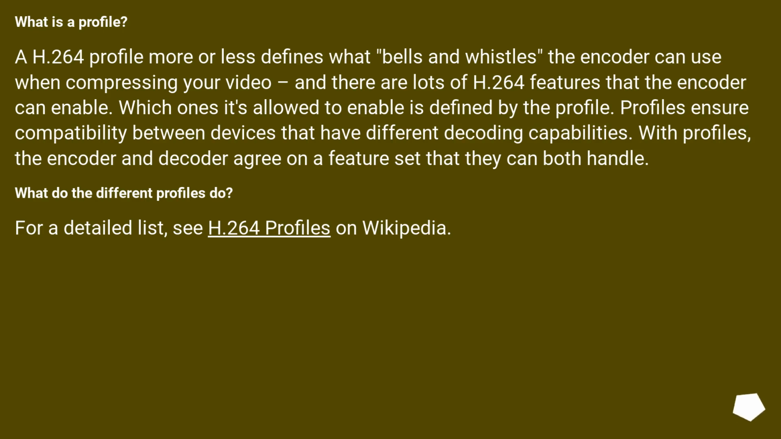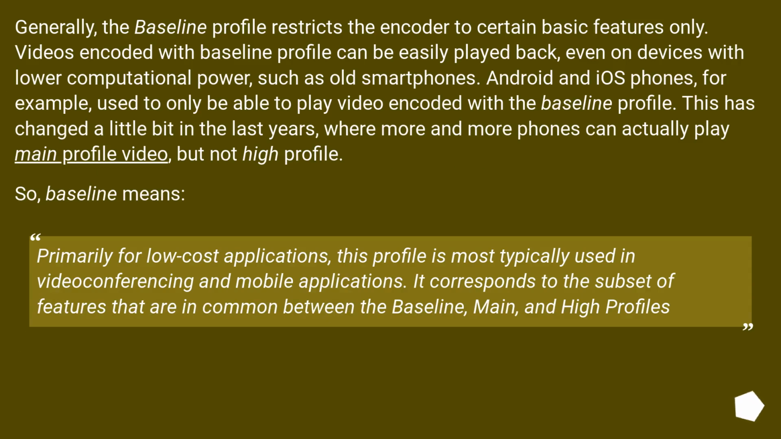What do the different profiles do? For a detailed list, see H.264 profiles on Wikipedia. Generally, the baseline profile restricts the encoder to certain basic features only. Videos encoded with baseline profile can be easily played back, even on devices with lower computational power, such as old smartphones. Android and iOS phones, for example, used to only be able to play video encoded with the baseline profile. This has changed a little bit in the last years, where more and more phones can actually play main profile video, but not high profile.